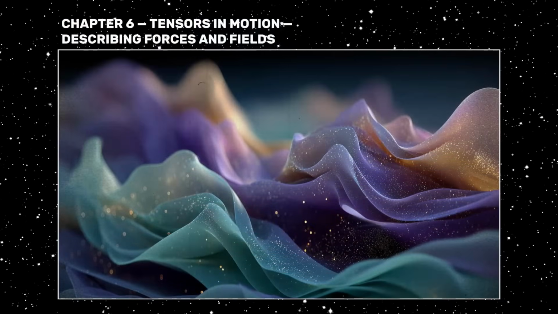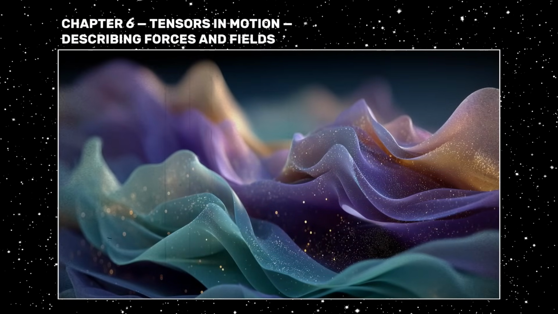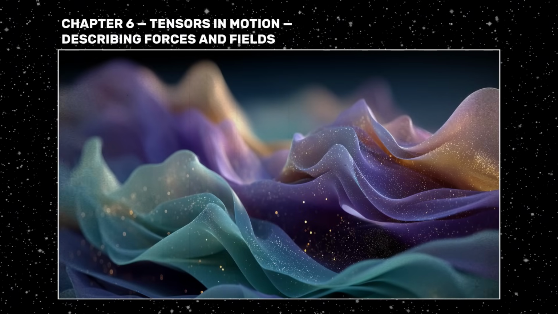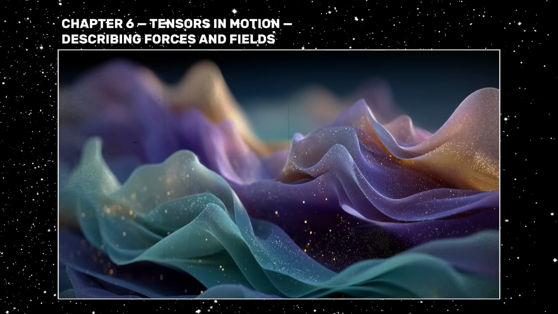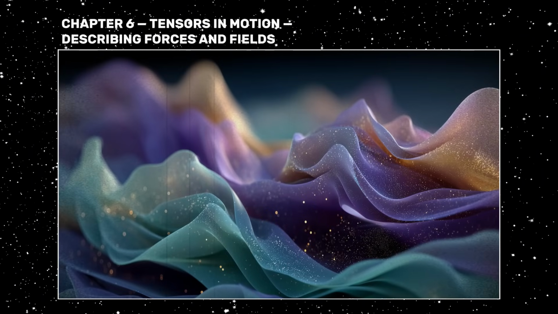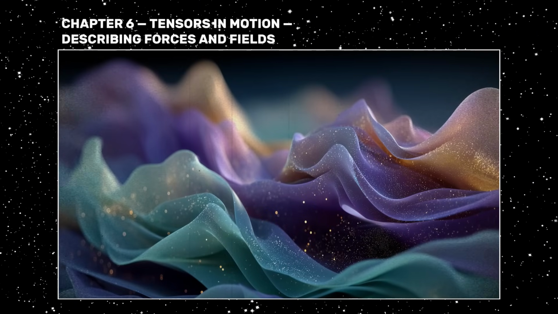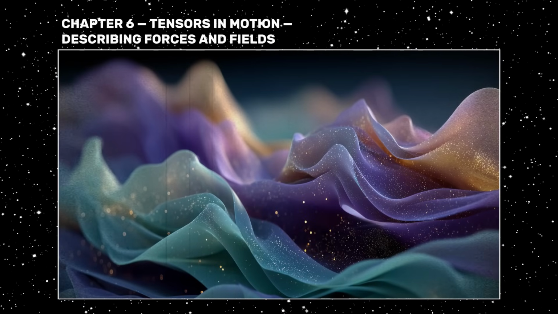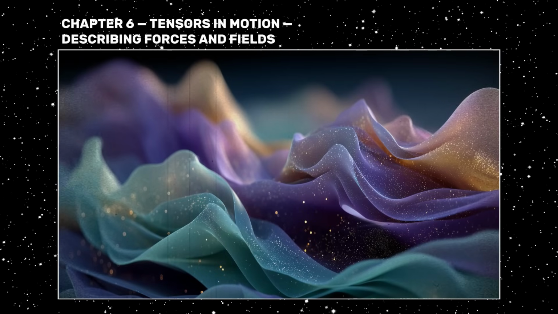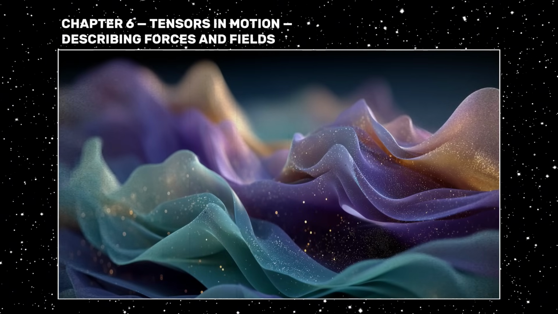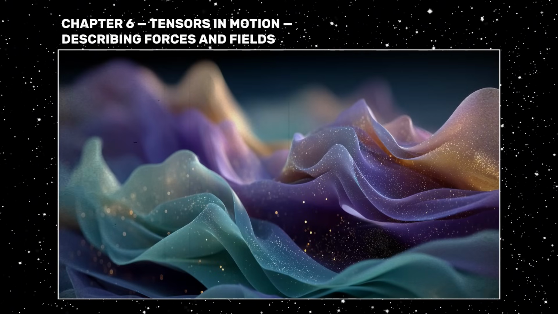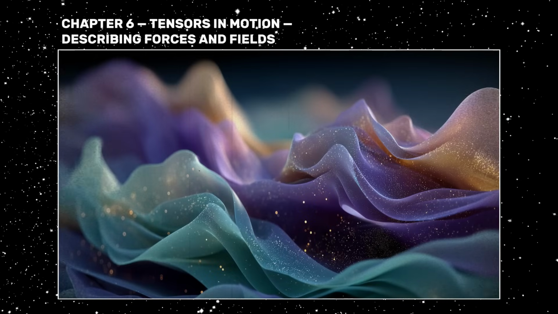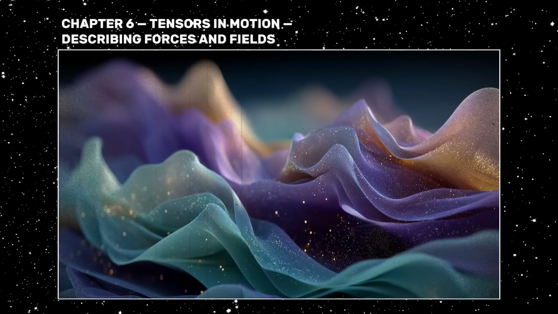Chapter 6: Tensors in Motion. Describing forces and fields. When Einstein completed his field equations, the tensor became more than a mathematical curiosity. It became the essential language of physics. But general relativity is not the only arena where tensors operate. They are the natural language of forces and fields across science, providing a way to describe not only the geometry of space-time, but also the interactions that play out within it.